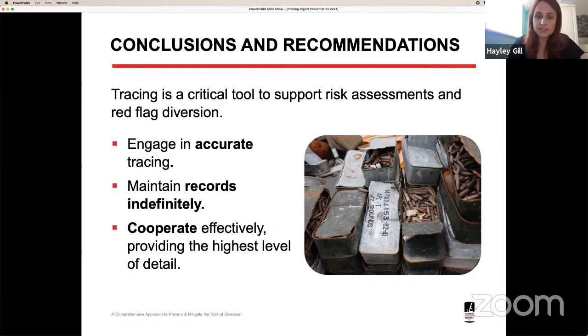As with our previous digest, we have outlined a number of options for states to consider when looking to enhance their tracing impact, including engaging in accurate tracing, such as identifying serial numbers, encouraging tracing of all material party to conflict, including ammunition and non-conventional material, to maintain accessible records indefinitely, and to cooperate effectively and respond in full, providing the highest level and most expansive response requested in a trace request.